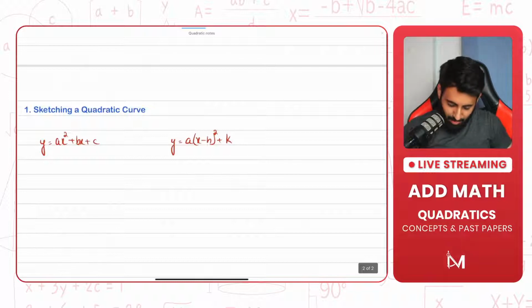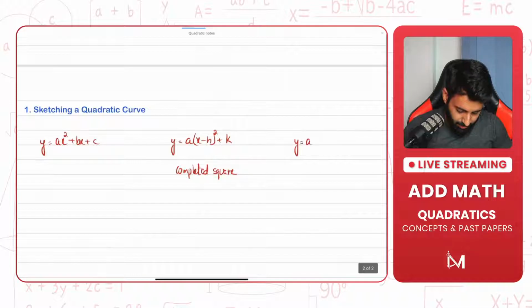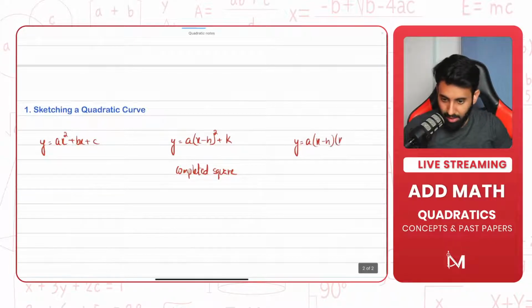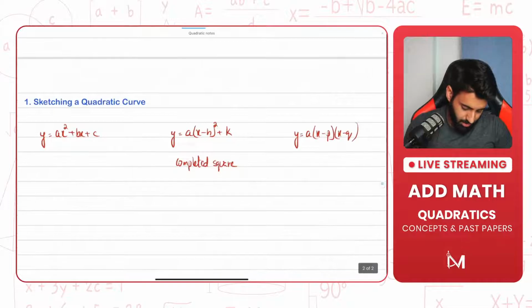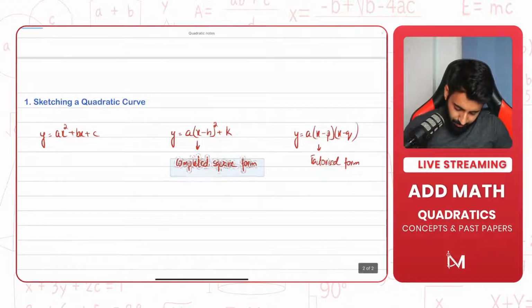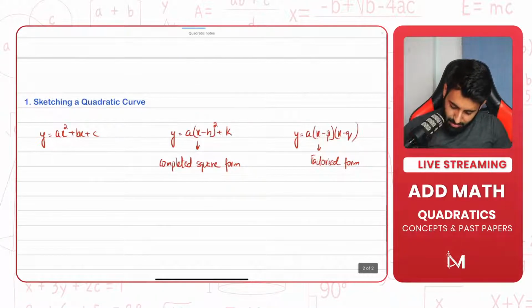Okay, so this, by the way, like I said, is the completed square form, which is suited if you want the turning point. And then you have the factorized form. Now, you may not be able to bring every equation into a factorized form, but if you can do middle term breaking, then you can factorize it. Okay, this is called the factorized form. And this is the general form.